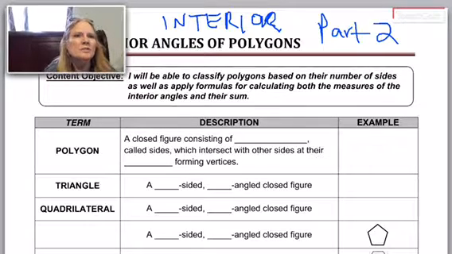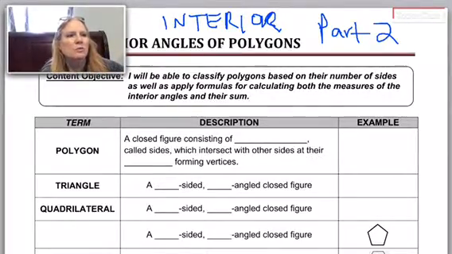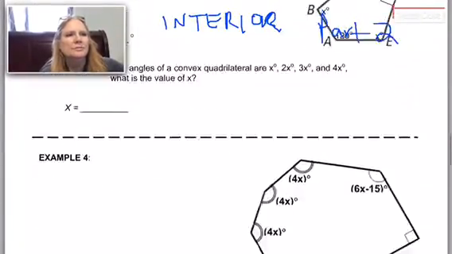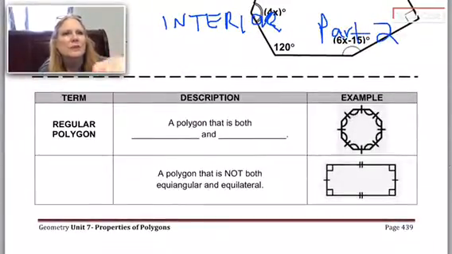This is part 2 of interior angles of polygons. We're classifying polygons based on their number of sides and using formulas for calculating the measures of interior angles and their sums. And we were all the way down here to regular polygons.